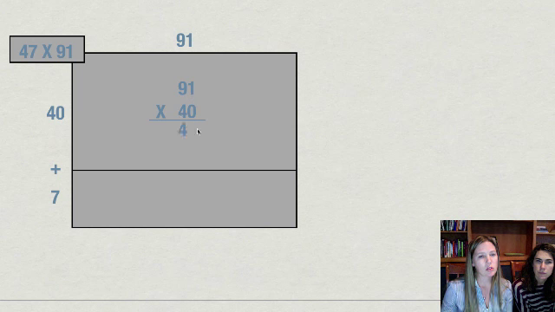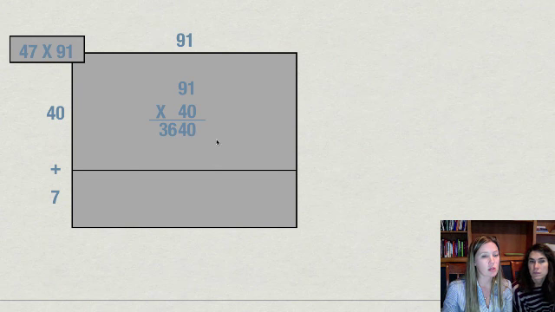So 4 times 1 is 4. And then I multiply by my tens place, and 4 times 9 is 36. Since now I'm done with that multiplication, I can put my 0 from my question into my answer. So 91 times 40 is 3,640. And then the next step is multiplying again.